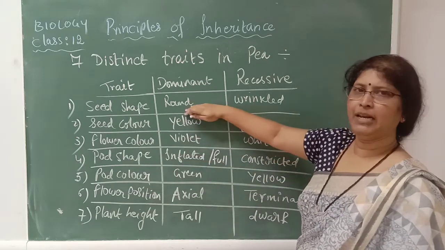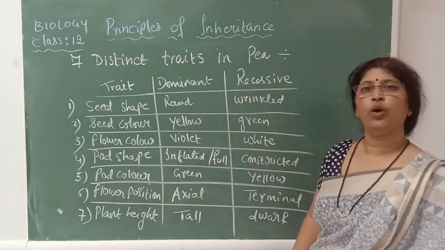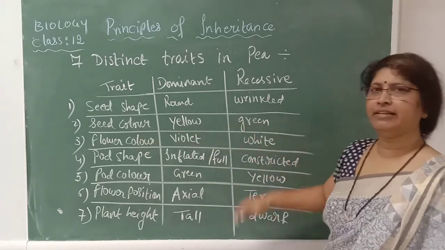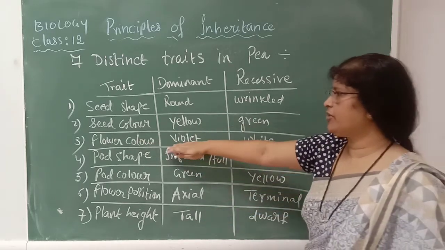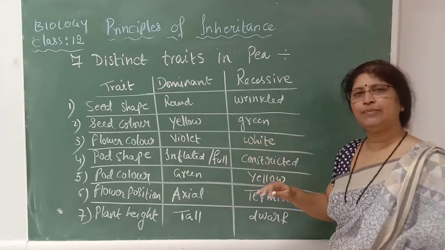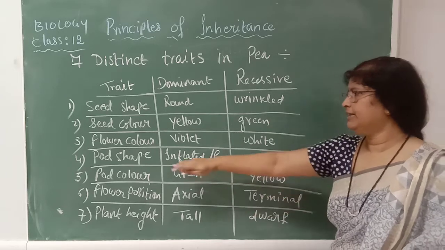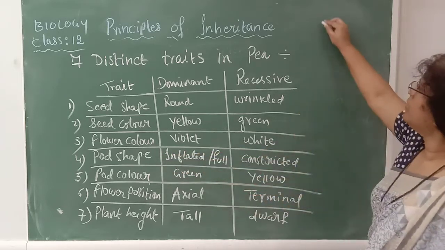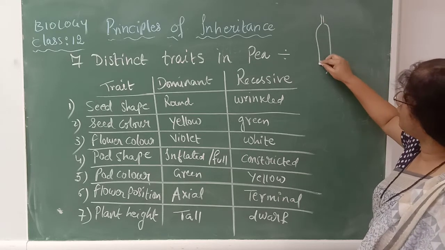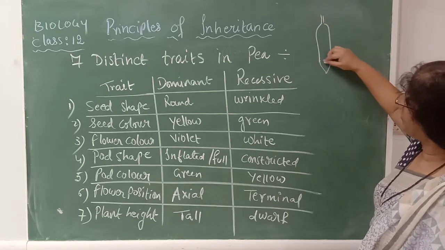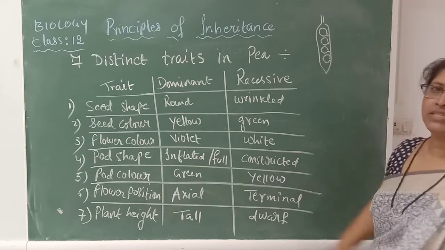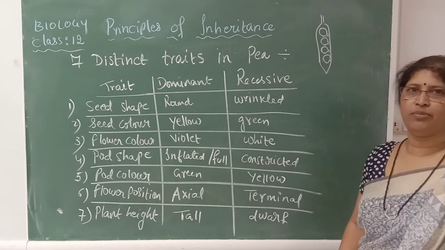So, here let us start off with the seed shape. The dominant allele being round and the recessive being wrinkled. Then the seed color, yellow being dominant and green being recessive. Then coming to the flower color, violet or purple is the dominant color and white being the recessive color. Then pod shape. Pod, children, the fruit of the pea is actually called a pod. Many of you must have seen, we learnt about the placentation in class 11th, marginal placentation, if you remember.